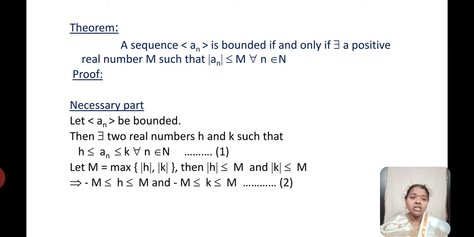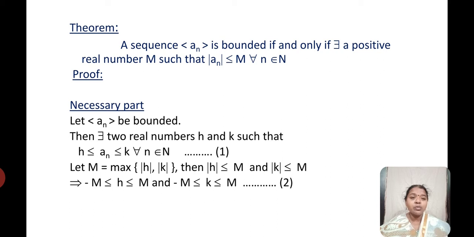Now what is the necessary part? Necessary part is they've given us that a_n is bounded. We have to show that modulus of a_n is less than or equal to M. When I consider the sufficient part, the given point would be modulus of a_n is less than or equal to M. We need to prove sequence a_n is bounded. So first let's prove the necessary part.